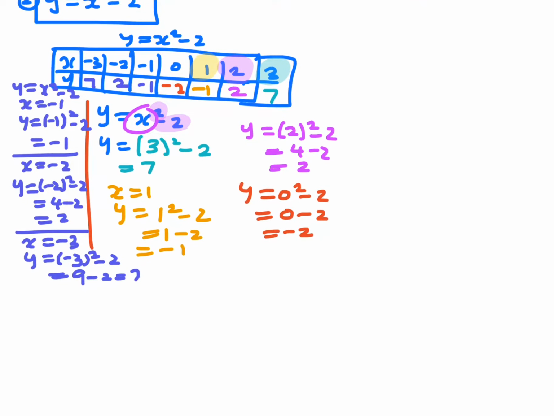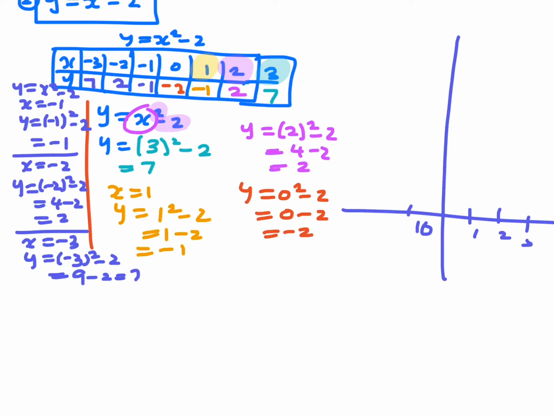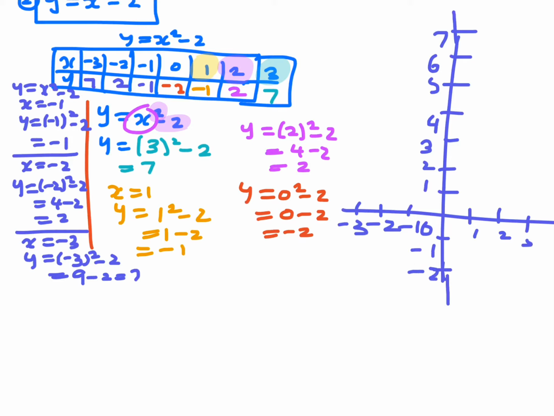Okay, so now we're just going to plot the points. So you've got 1, 2, 3, minus 1, minus 2, minus 3. You go 1, 2, 3, 4, 5, 6. And what does it go up to? The highest number is 7, so I might as well go there. 1, 2, 3, 4, 5, 6, 7. And that's minus 1, minus 2.